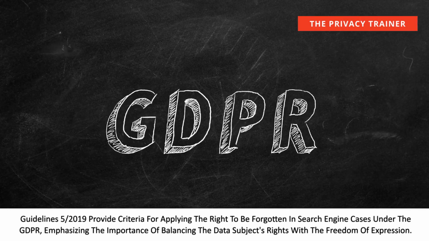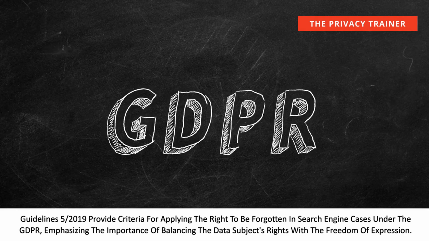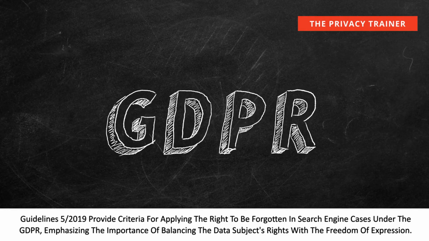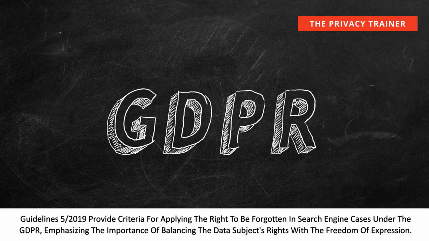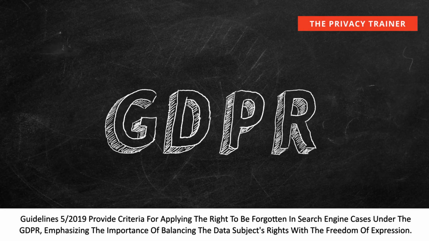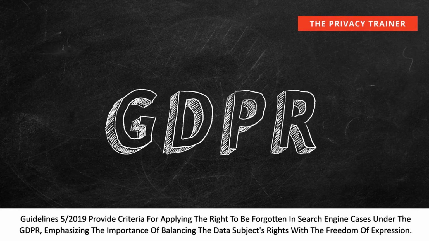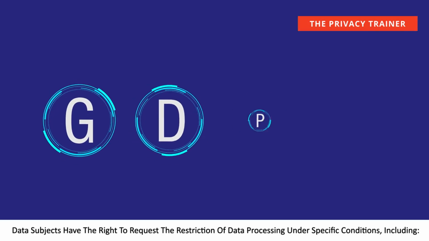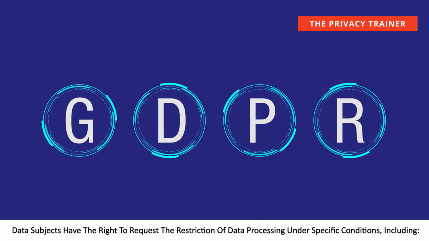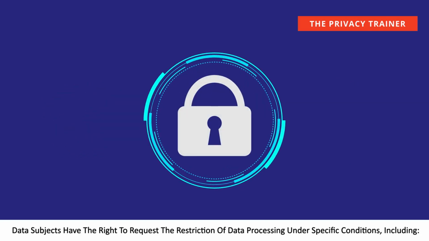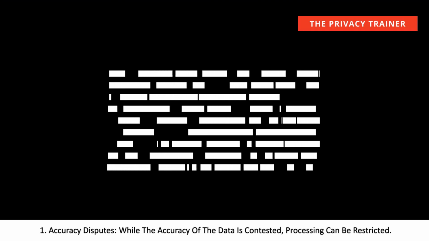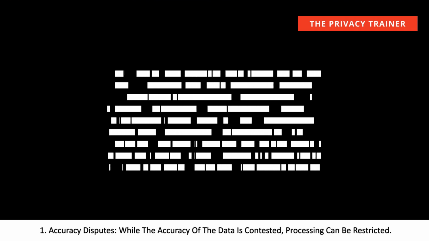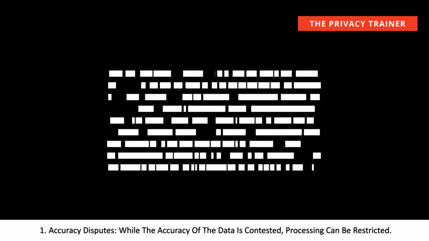Guidelines 5/2019 provide criteria for applying the right to be forgotten in search engine cases under the GDPR, emphasizing the importance of balancing the data subject's rights with the freedom of expression. 4. Restriction and objection. Data subjects have the right to request the restriction of data processing under specific conditions, including: 1. Accuracy disputes. While the accuracy of the data is contested, processing can be restricted.